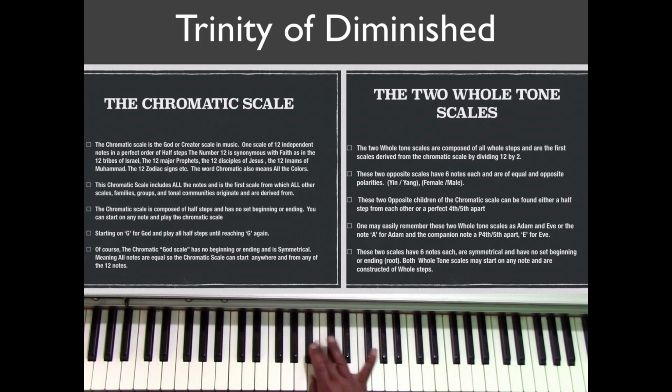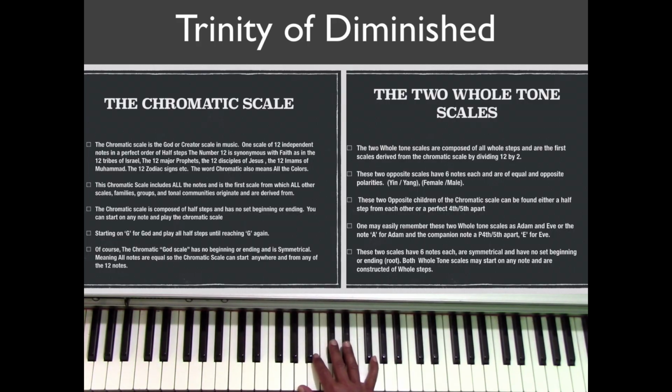It has no beginning or ending. All of these symmetrical scales have no real ending or starting point. And then the two whole tone scales, like I said. Now that creator created Eve and Adam, or Adam and Eve, which are opposite polarities, and those are your two whole tone scales.